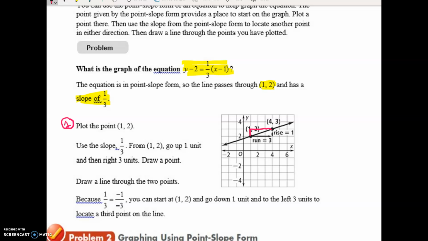Either way works. I really like you to have 3 points. I know that they say 2 points, but I really like you guys to have 3 points when you're graphing a line in this way. So just make sure that you have 3 points when you do that for your assignment. And we'll do that on the problem next.